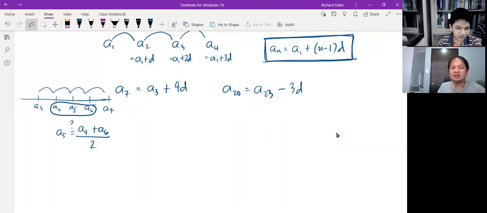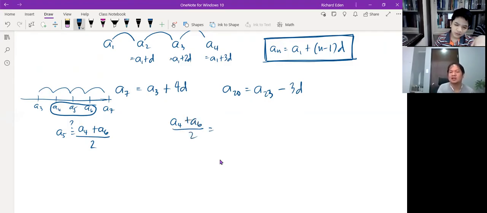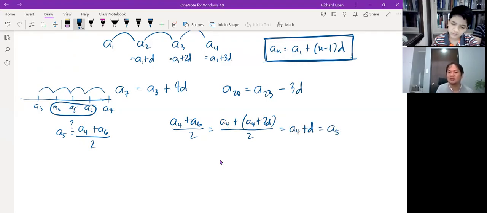Okay. How so? Kasi po, a4, tapos may a6. a6 is essentially a4 plus 2d. So a4 plus a4 plus 2d, over 2, is a4 plus d, which is a5. So you were thinking of a4 plus a6 over 2, kasi you were thinking a6 is a4 plus 2d. All right, good, good, good. That's a good way to go. And then when you divide by 2, we are left with a4 plus d, which is a5, right?